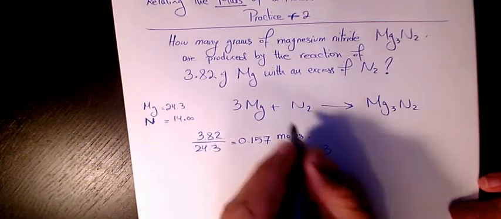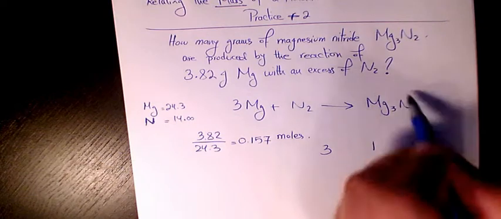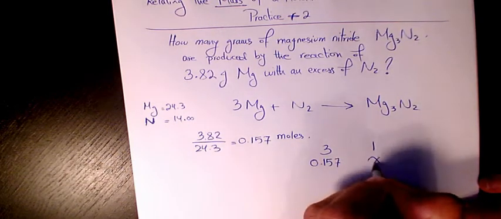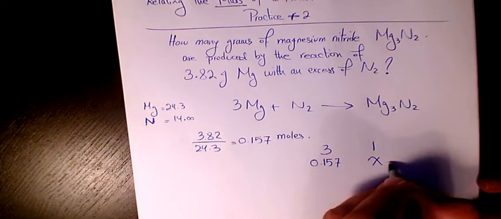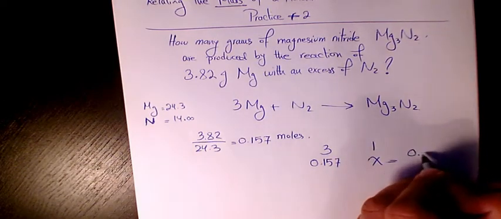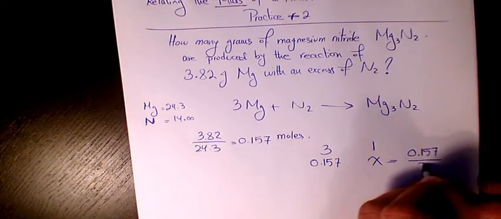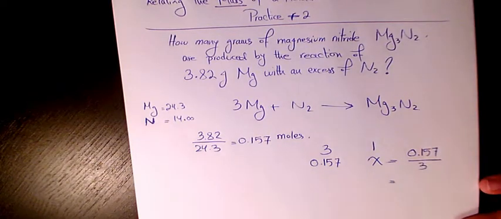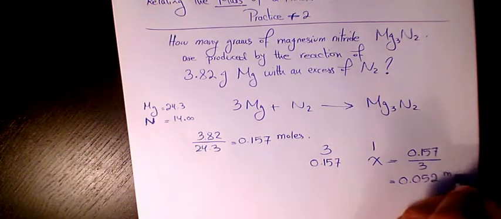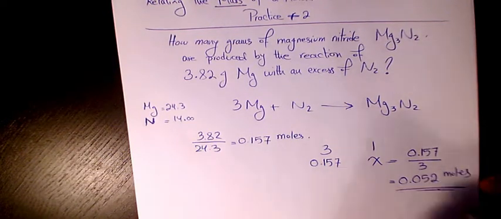So 3 moles will produce 1 mole of magnesium nitride. 0.157 will produce how much? That will be cross multiplication. It will be 0.157 divided by 3, which gives us 0.052 moles of magnesium nitride.